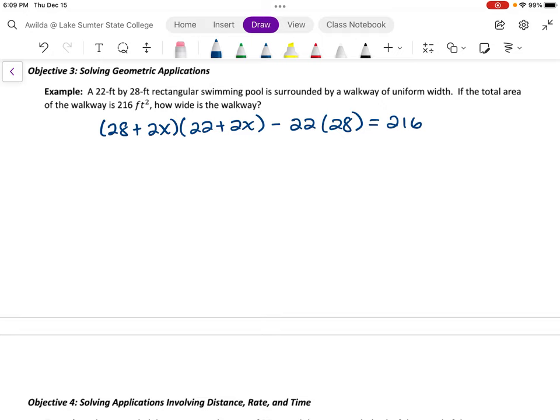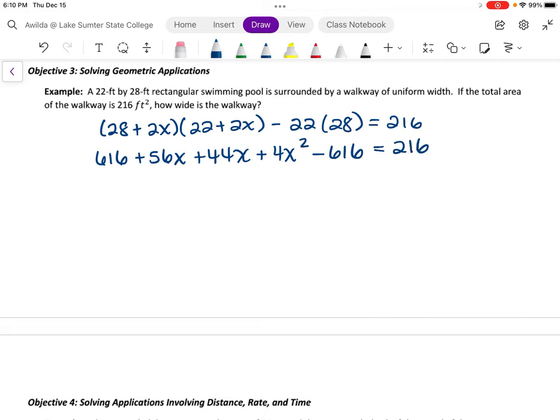We'll get 28 times 22 is 616. 28 times 2x is 56x. 2x times 22 is 44x. And 2x times 2x is 4x squared. From that, we're going to subtract 22 times 28, which is 616.